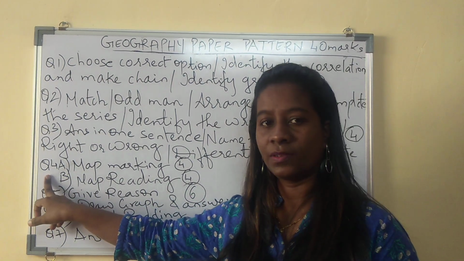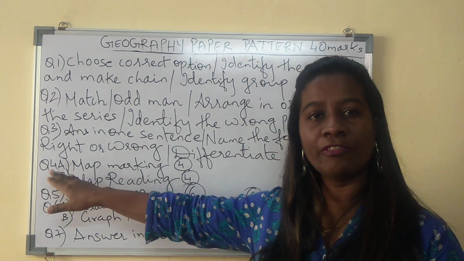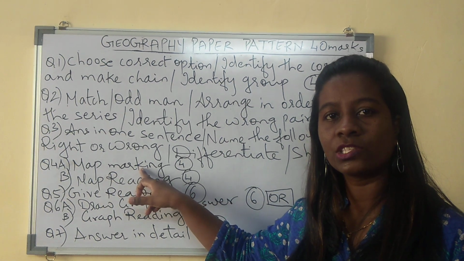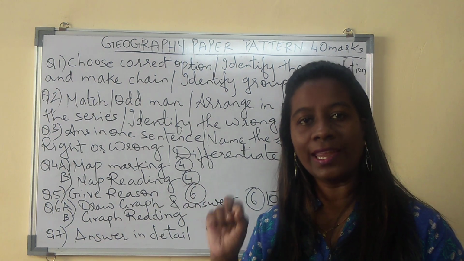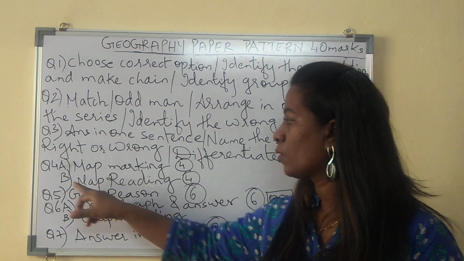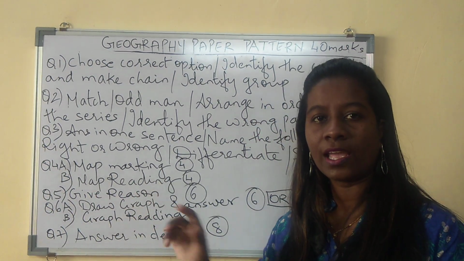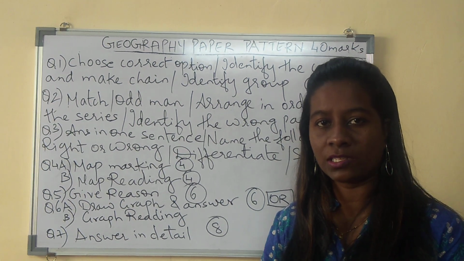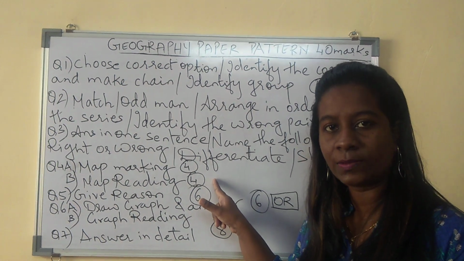Now the fourth question. The fourth question has question number 4a. Question number 4a is map marking. In map marking you will have to mark the places on the map, and you have to write the index also. That carries 4 marks. Question number 4b is map reading. Again a map will be given, and related to that some questions will be asked. So that is map reading, and again it carries 4 marks.